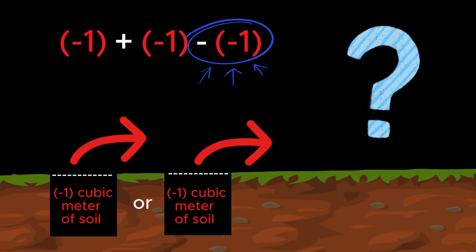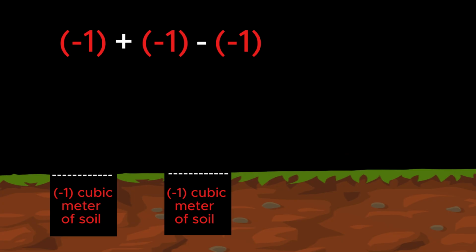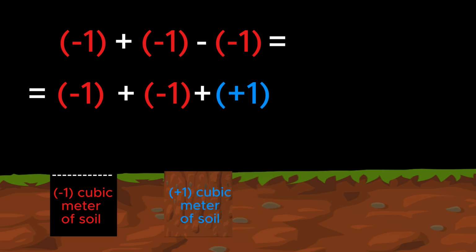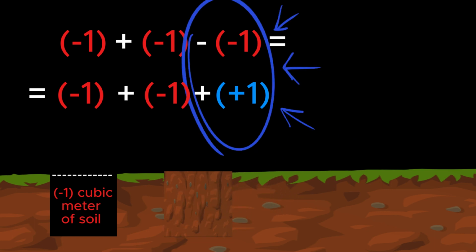It is quite simple. Since a shortage of soil is represented by a negative number, eliminating that shortage means adding 1 positive cubic meter of soil. Thus, the expression minus before parenthesis minus 1 can be rewritten as plus before parenthesis plus 1. Double negation eliminates the shortage, meaning mathematically 2 minuses make a plus.